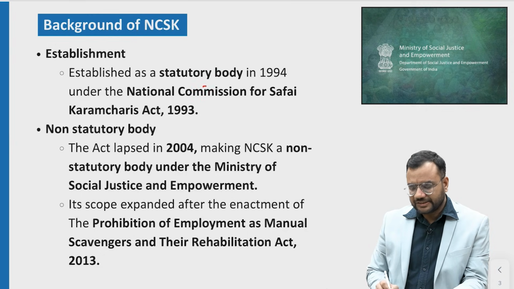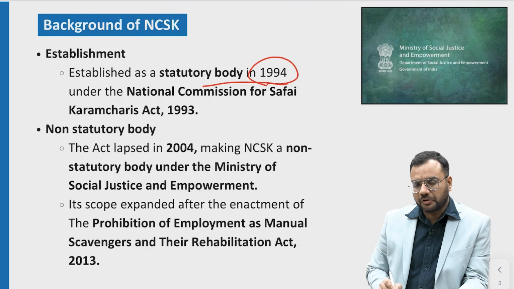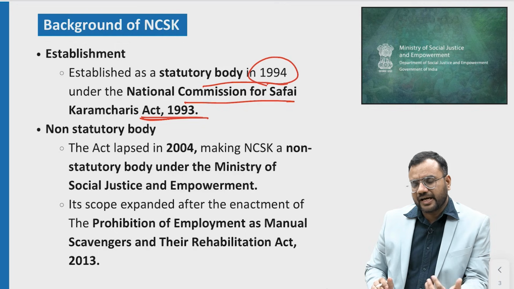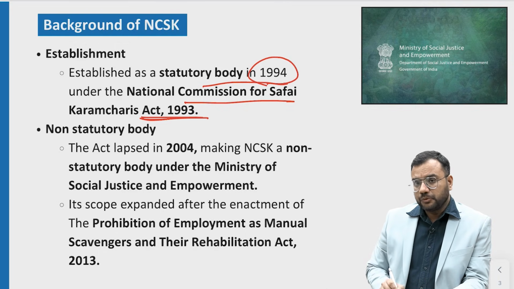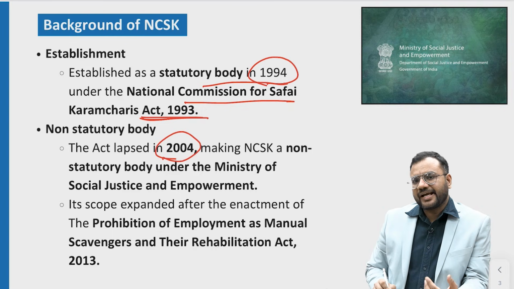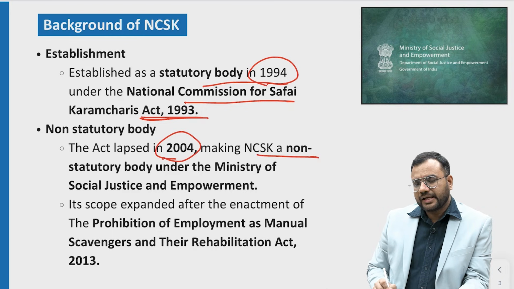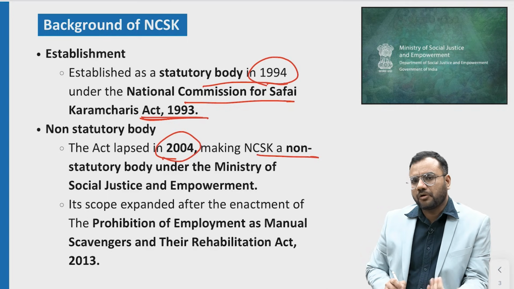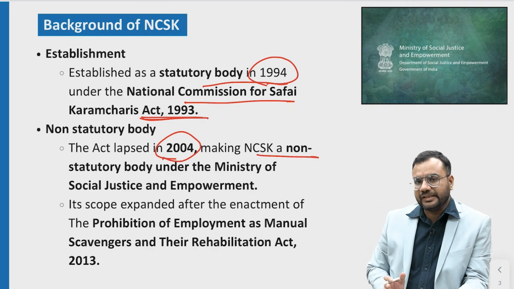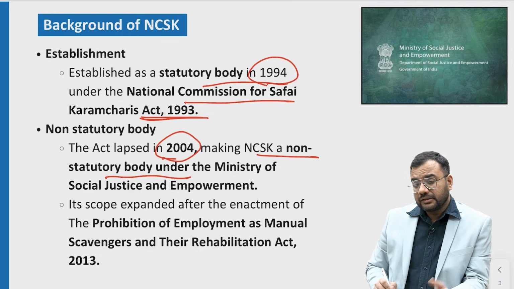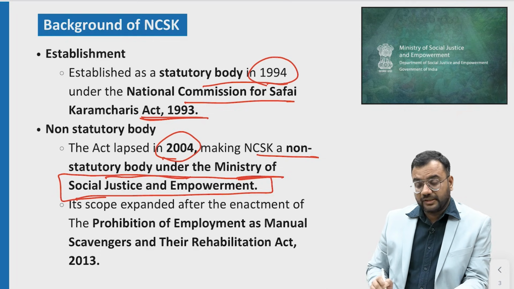So it was established as a statutory body in 1994 under an act. The act was called the National Commission for Safai Karamchari Act 1993. This act was enacted by Parliament to provide statutory backing. But in 2004, what happened? This act lapsed, and due to the lapse of the act, this statutory body became a non-statutory body because it does not have any legal backing. And this body also comes under the Ministry of Social Justice and Empowerment. This question itself can be asked in the prelims examination.